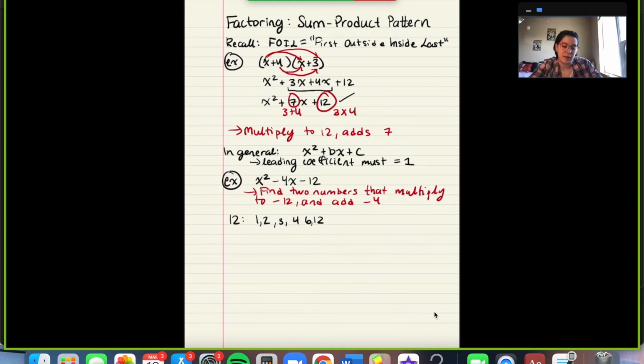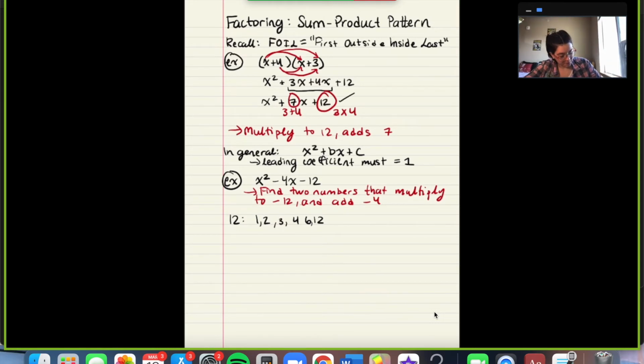So let's try one out. Let's try to use the factors 1 and 12. So if we do that, we can see that 1 times 12 is going to be 12. But 1 plus 12 is 13. But we want it to be negative 4. So that doesn't work. Let's try something else.